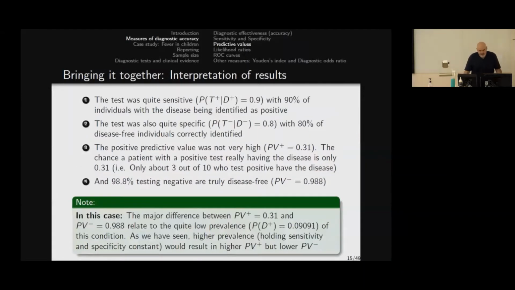Okay, so really, again, I'm going ahead of myself today. Okay, so even though the test was quite sensitive and quite specific, the positive predictive value was not that high. So what that really means is of those that tested with the disease, only about 3 out of every 10 actually had the disease. In this case, the positive predictive value was not that high because of the low prevalence, but conversely, it also meant that the negative predictive value was actually quite good simply because of the quite low prevalence, okay?